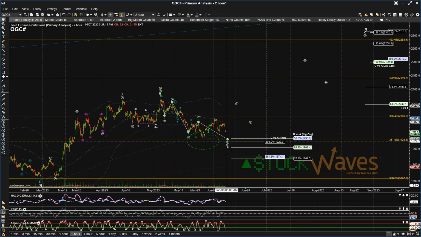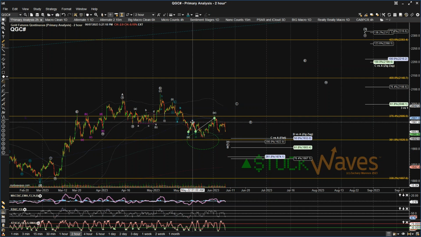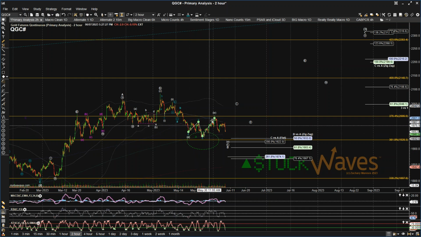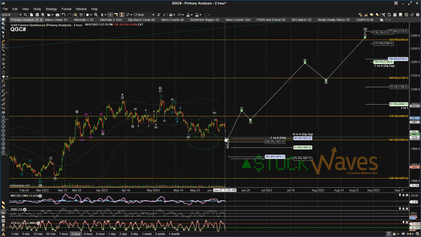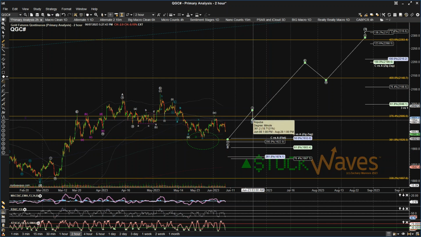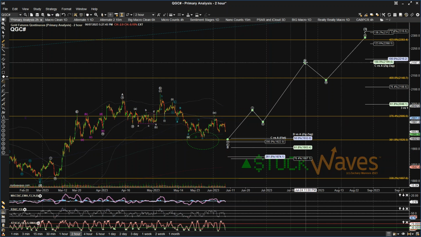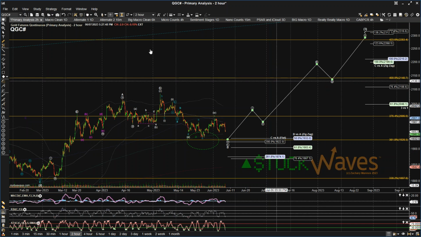Let me just move that now. I don't know if you need to move the 3 over here. I think you can count it as an expanded flat there. So tapping to one more low, and it doesn't necessarily have to really break and hit all the way down to 1933 for it to count better this way. And then we can just look for a new 5 waves up and 3 waves back as the 1-2 start to our C wave of 3.